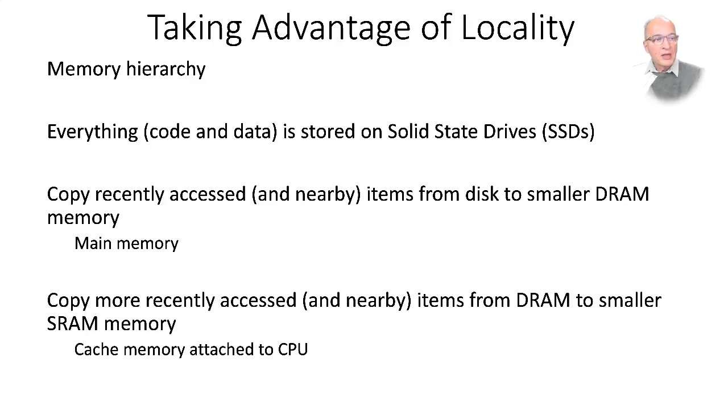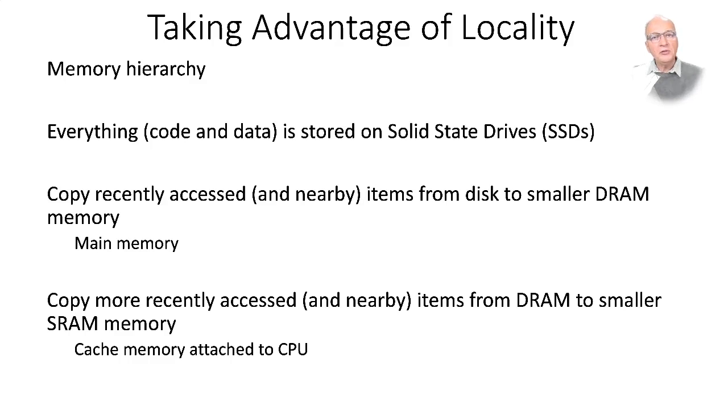And then I will copy the more recently accessed items, and the items that are near the more recently accessed item, into even smaller SRAM memories that are very fast. These SRAM memories I will call cache, and the cache memories are attached to the CPU. In a typical design, the cache memory is built inside the same chip as the processor, so that it can be very close by and I can access the cache memory very fast.